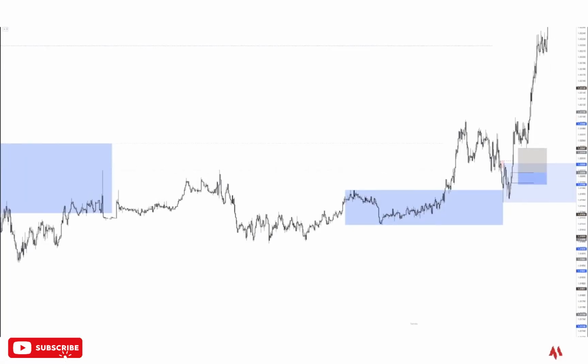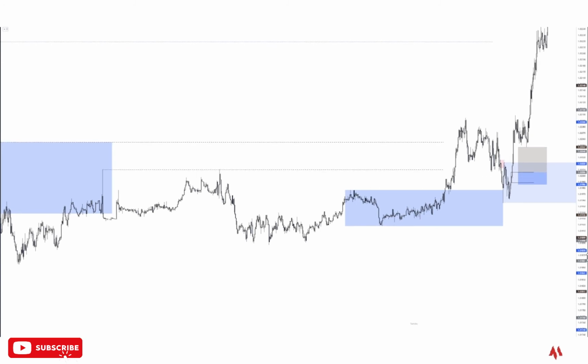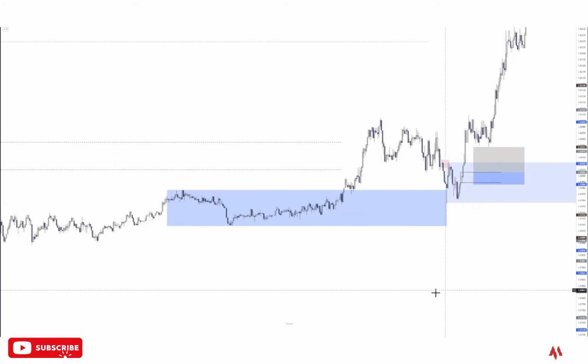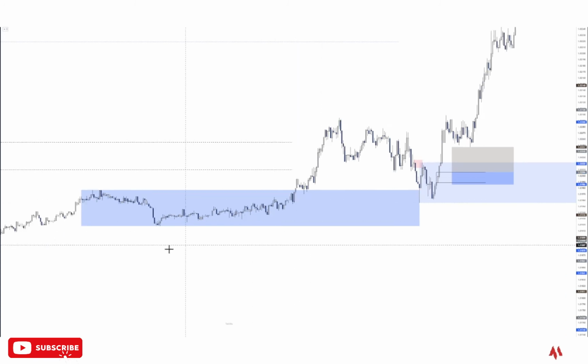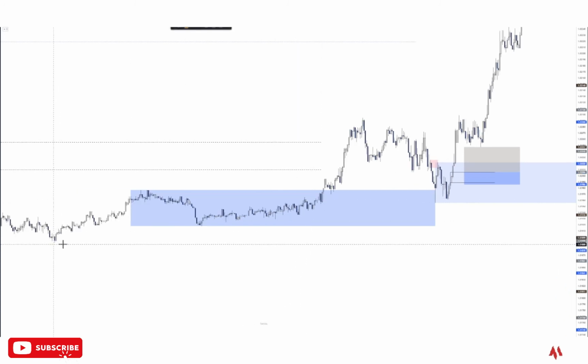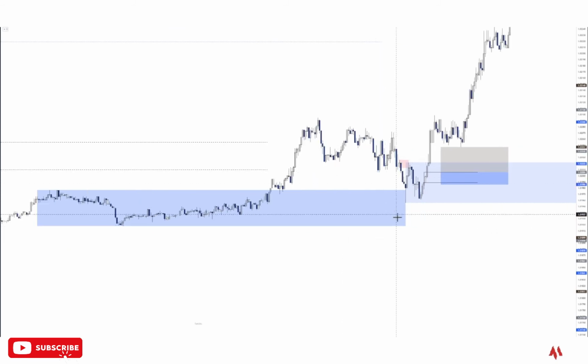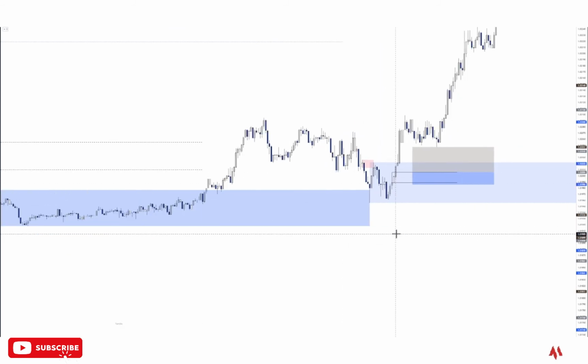Now heading into Tuesday London session. Around here we had our first sign of strength. Then we marked out our premium and discount pricing from the low to the high, and we wait for price to get into our discount pricing to look for trades.